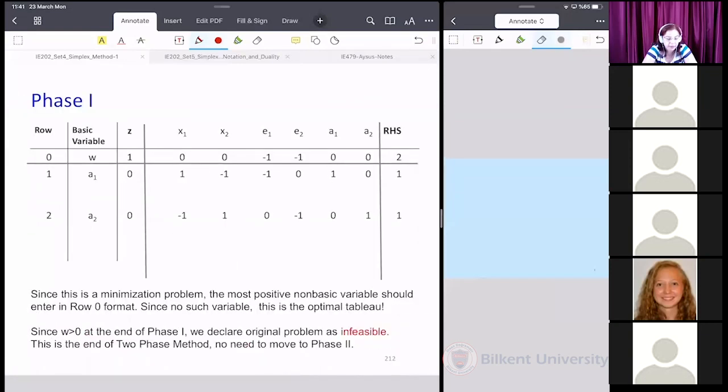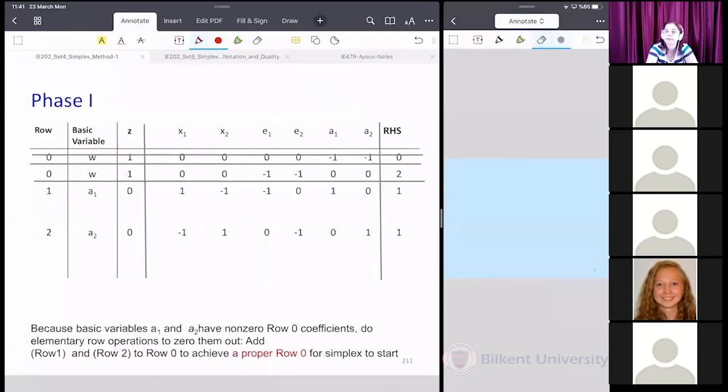This is my simplex table, but be careful. I didn't convert my minimization problem to a maximization problem. I'm approaching this problem as a minimization problem. So I'm looking for the most positive entry to enter my simplex table iterations. As you see, there is none, right? There is no such thing.